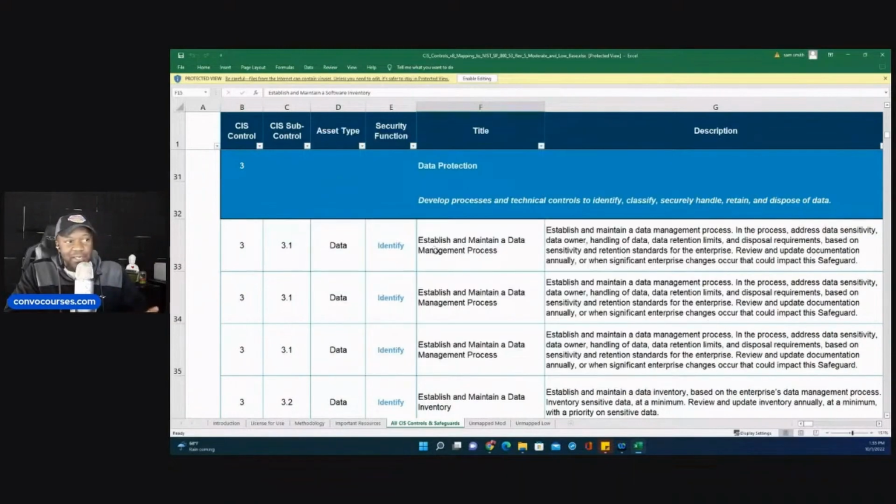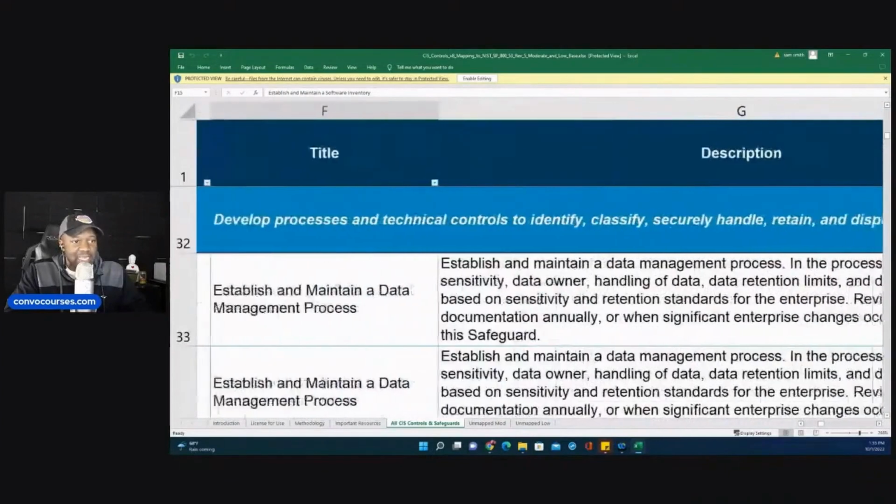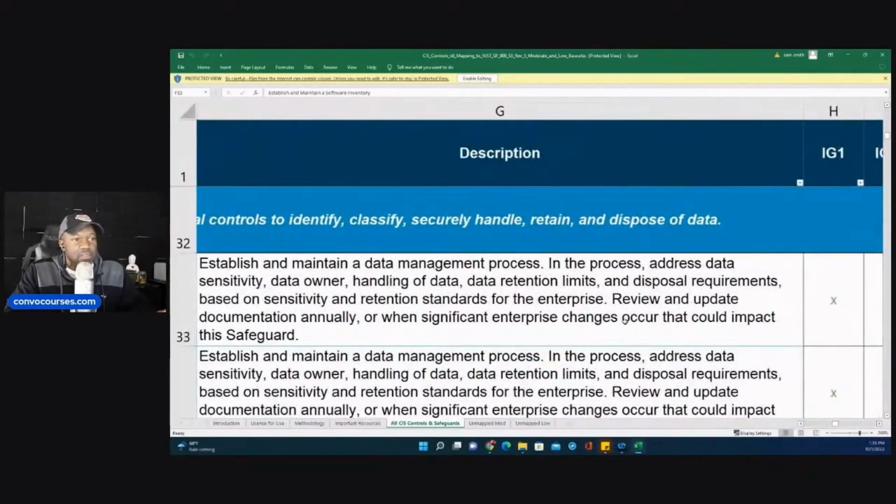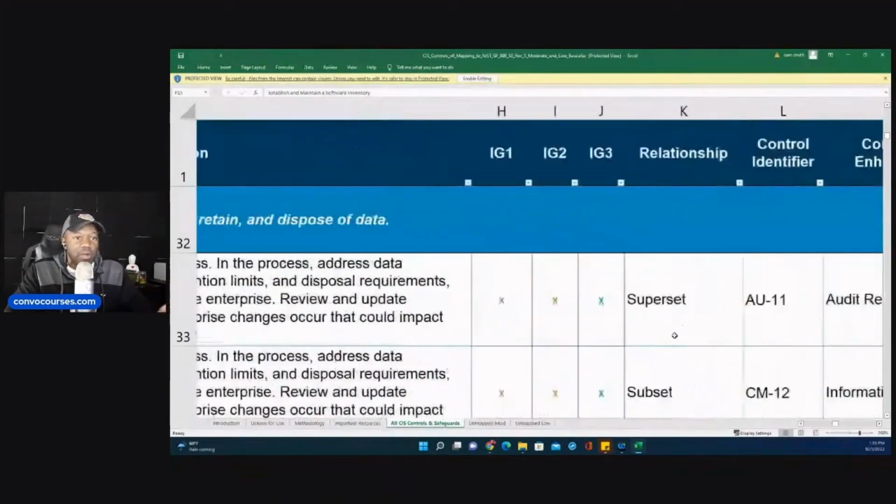But the next one is talking about data protection. So what we're talking about here is establish and maintain a data management process. And what do we mean by that? So we need a process that addresses the data sensitivity, the data owners, how the data is handled, how the data is retained, how we dispose of it, like the life cycle of the data from inception, from when we make it, and we know it's okay, this data is classified, this data can go on these systems, we can send this data out, we can't send this data out, what's the sensitivity of the data, things like that. That's data protection, knowing where it's all at.